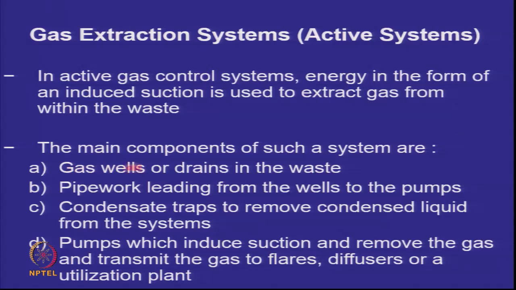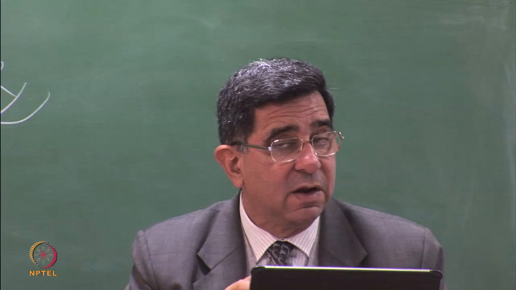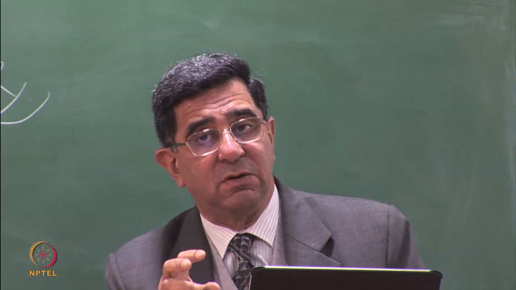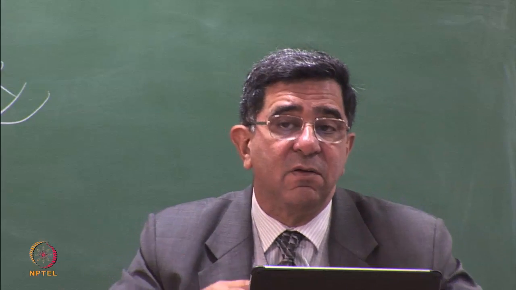So the main components are gas wells or drains in the waste, and a pipe network leading from the wells to the pumps. Moisture is also coming out with this gas, water vapor. So you have to have condensate traps to remove this moisture, and then you have to take the gas for treatment or flaring. So you have pumps which induce suction, which remove the gas and transmit the gas to flares, to diffusers, or to a utilization plant. The only difference between the passive and the active is the presence of an extraction unit for taking out the gas and making everything flow towards that path.